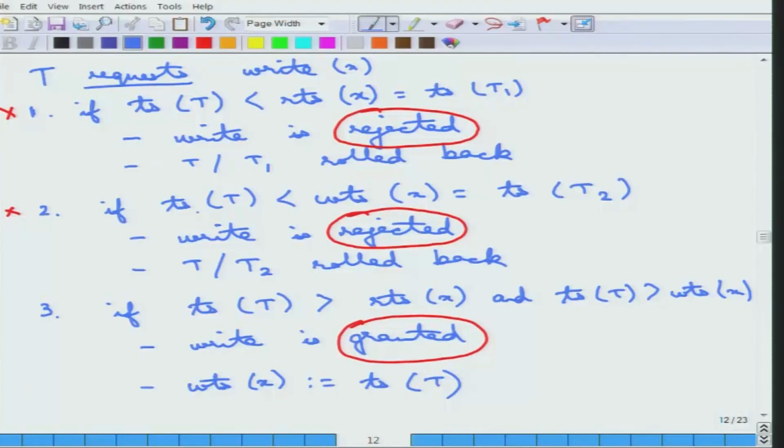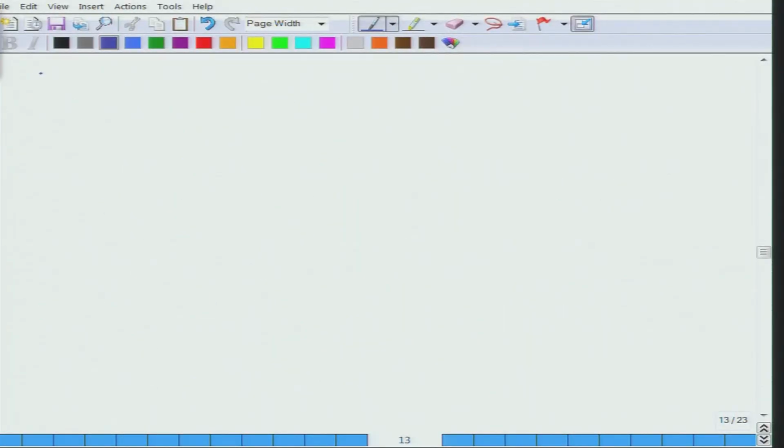Now, all this is fine. We now need to argue a little more formally about the correctness. Why is this going to be correct? So, the correctness of the timestamp ordering protocol can be argued. First of all, this guarantees conflict serializability.